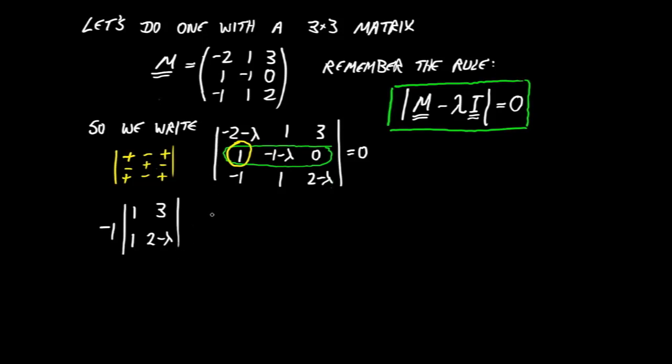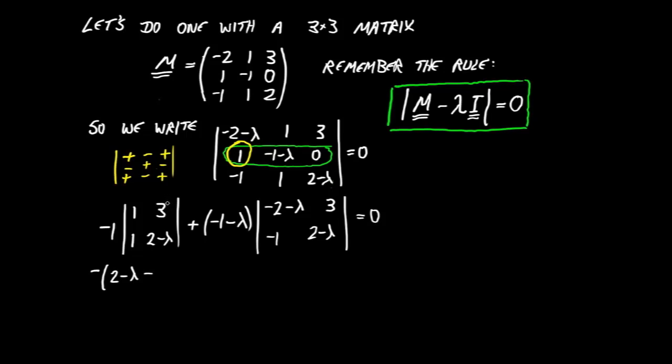Alright? And then the next term is going to be plus, and then it's going to be, the term itself is minus 1 minus lambda, and the mini determinant that we get when we exclude that row and that column is just made out of the corner terms. That's going to be minus 2 minus lambda, and 3, and 1, and 2 minus lambda. And that's it, because the 0 term gives us nothing. So it was only those 2 mini determinants. Let's write them out. Minus 1, 2 times lambda, and then 3 times 1 is 3. Let's expand that one out.